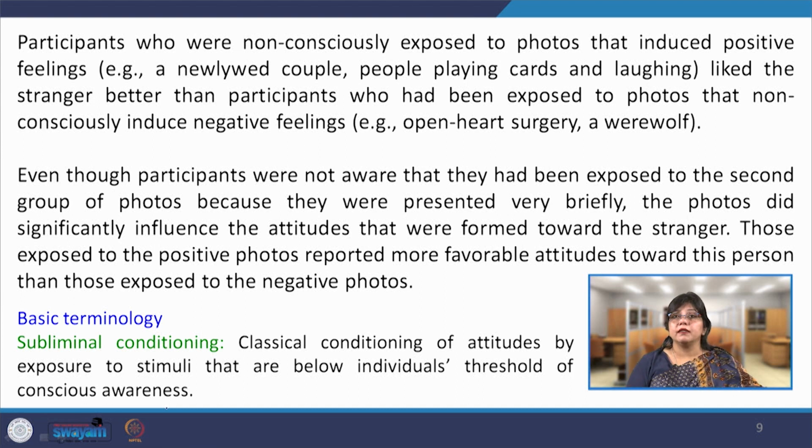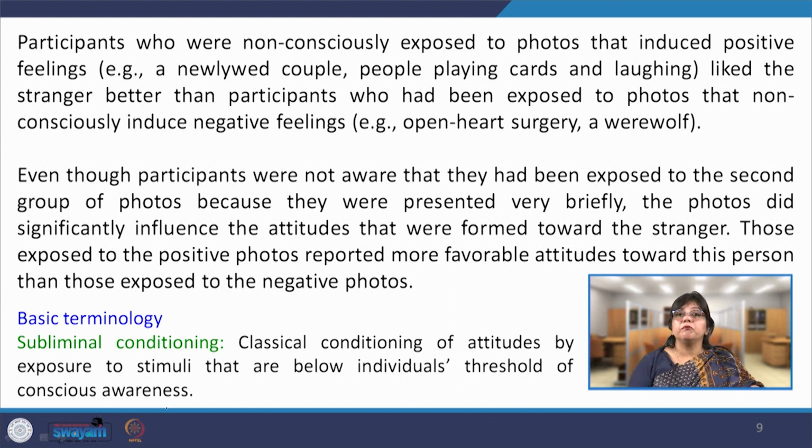Now, participants who were subliminally exposed to photos that induced positive feelings, for example a newlywed couple or people playing cards and laughing, were then asked to evaluate that stranger. It was found that the pictures which induced positive feelings, even though shown for a very brief period of time, had a positive impact on the students, and they evaluated the photo of the stranger in positive terms. They liked the picture, whereas the other group, who were exposed to pictures which induced negative feelings, evaluated the same stranger with a negative attitude.